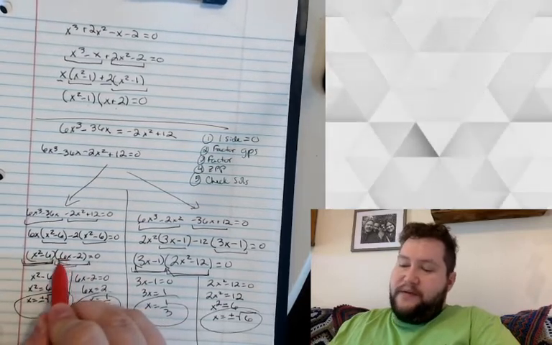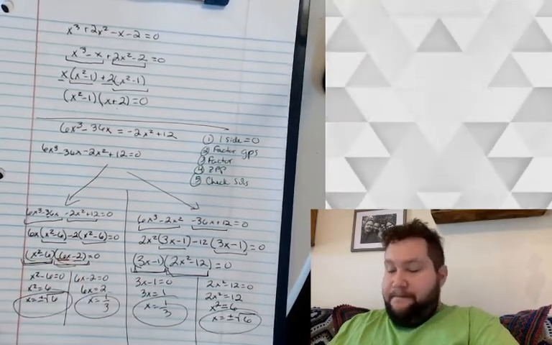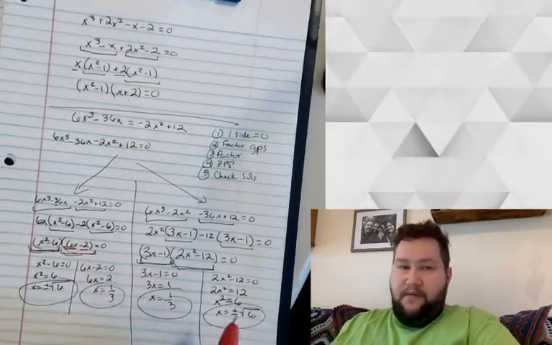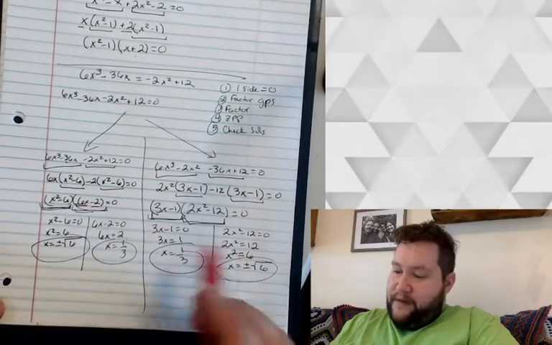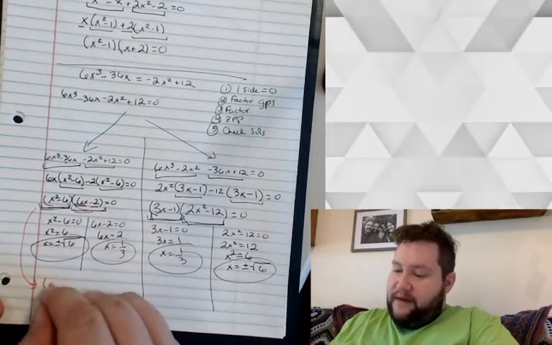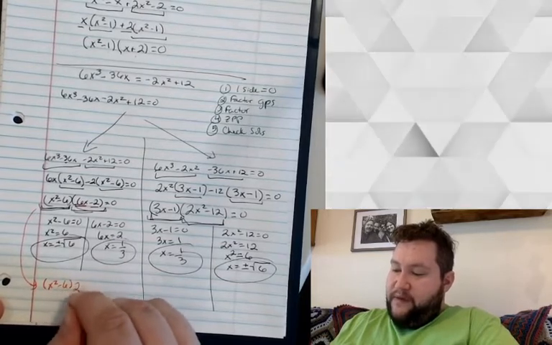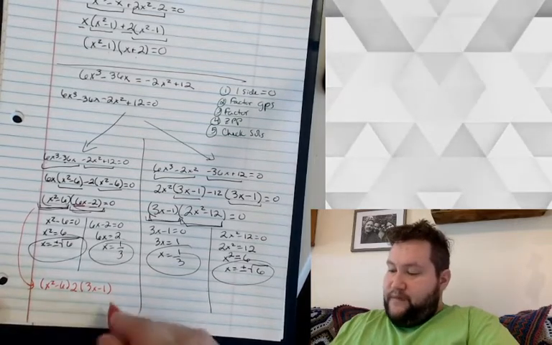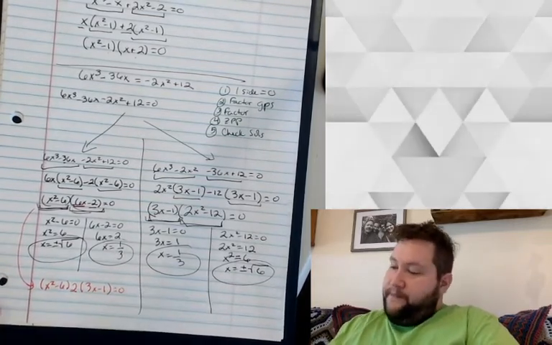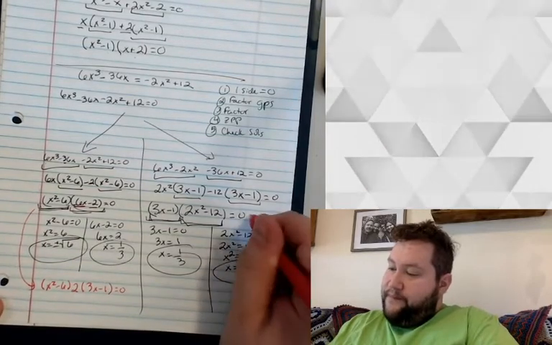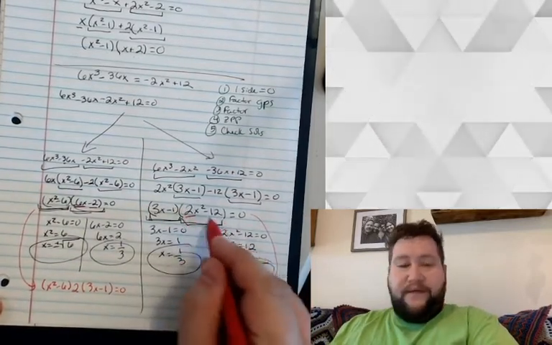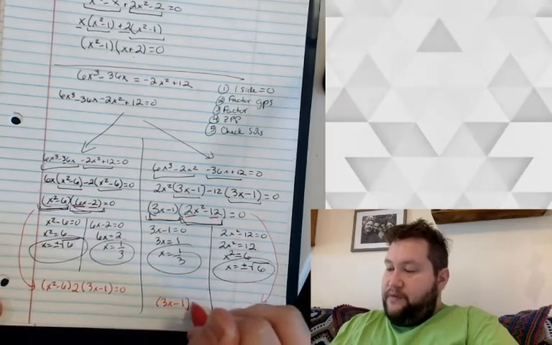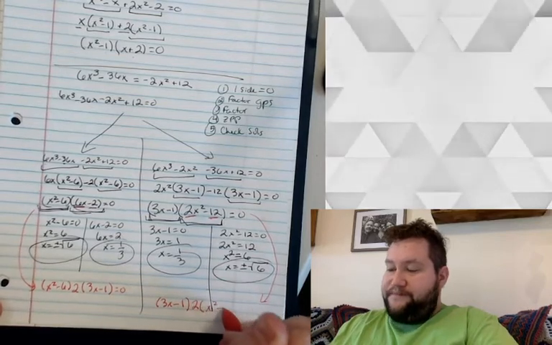Six x minus 2, is there another factor you could pull out of that? You could pull a 2. So let me move my paper up a little bit more and rewrite this. I could rewrite this as x squared minus 6 times 2 times 3x minus 1, equal to 0. And similarly here, this 2x squared and this 12 have a factor in common. So I could write that as 3x minus 1 times 2x squared minus 6.